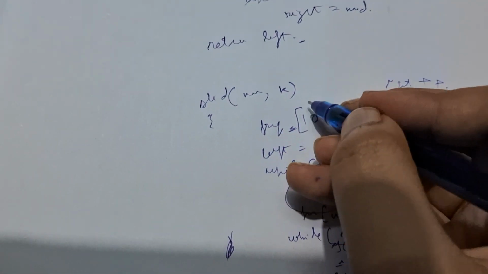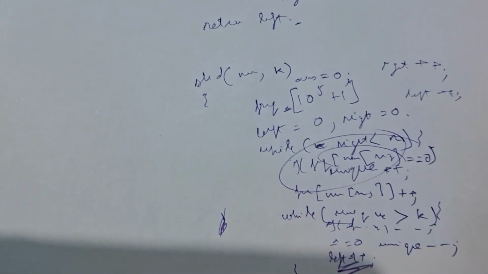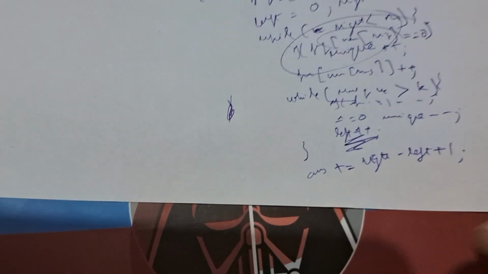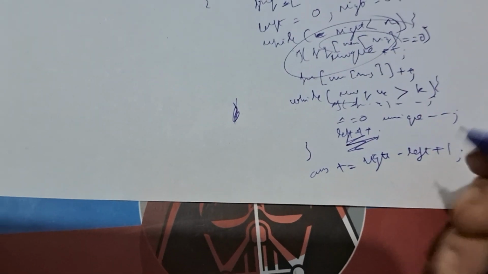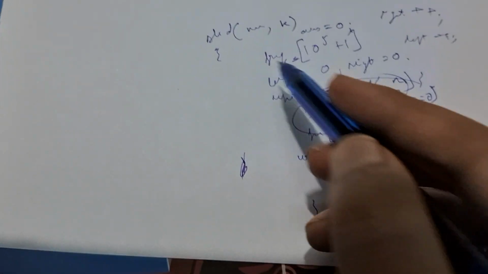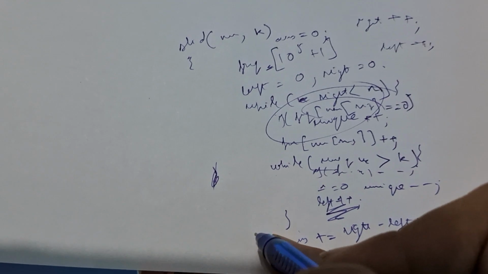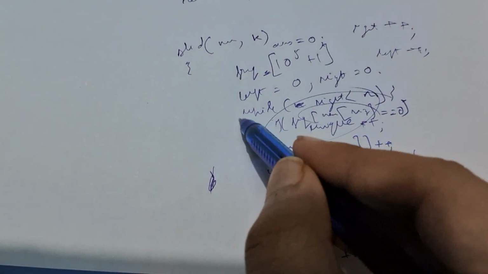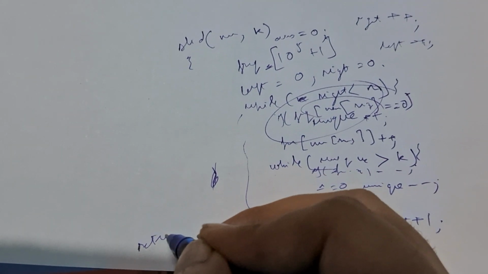Once we are done with this part, for the sliding window we also had answer equal to 0. So now answer += right minus left plus 1, that is the size of the window. Similarly, after this you can do right++, just to shift that element once. After we are done with this while loop, we can just return answer.